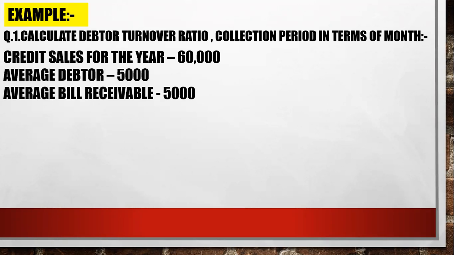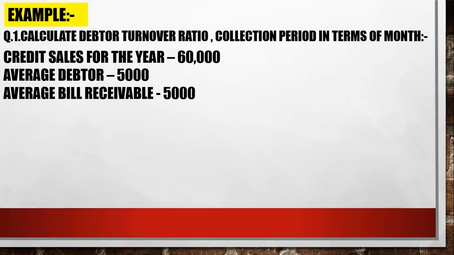Credit sales for the year is 60,000, average debtor 5,000, average bill receivable 5,000. In this sum they have given you the average for both, average debtor and average bill receivable. What do you mean by average? Average debtor means opening debtor plus closing debtor divided by 2, and you will get your average debtor. But in this sum they have provided it directly as average debtor. Clear everyone?